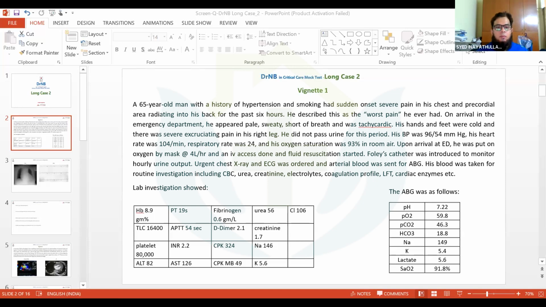And the electrolytes are showing hypernatremia and mild hyperkalemia. For the blood gas, I don't have chloride to calculate the anion gap. However, it's going with mixed respiratory and metabolic acidosis with high lactate.